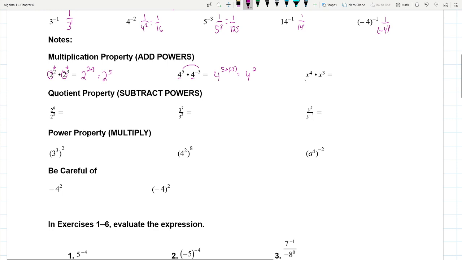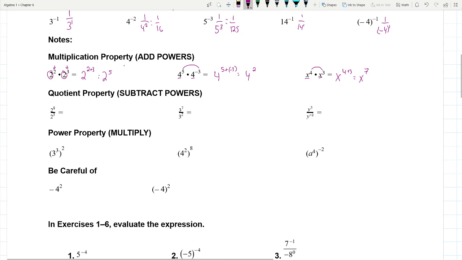It even works with variables because we again have that same base number. Some people like to think of it as the big number. The big number there is the 4, and the big number here is the x. So I have that x in common, and when I'm multiplying, I add the exponents together. So it's 4 plus 3, which is x to the 7th.